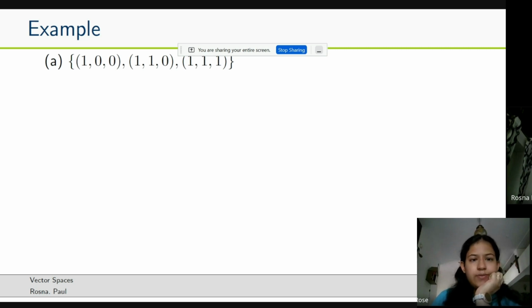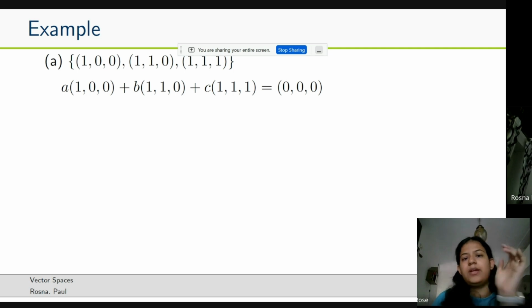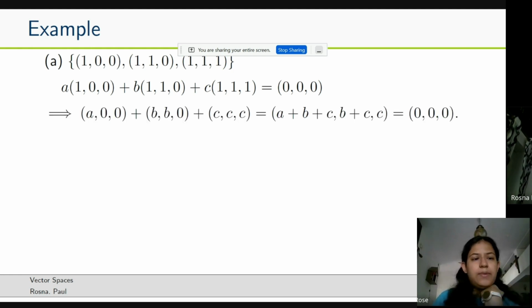So here we have three vectors. I want to see whether they are linearly independent or dependent. For that, I want to take the linear combination of them equating to 0. So I take a multiplied with (1, 0, 0), b multiplied with (1, 1, 0), and c multiplied with (1, 1, 1), which I'm equating to (0, 0, 0). So you know how to do this scalar multiplication. You will get (a, 0, 0), (b, b, 0), (c, c, c).